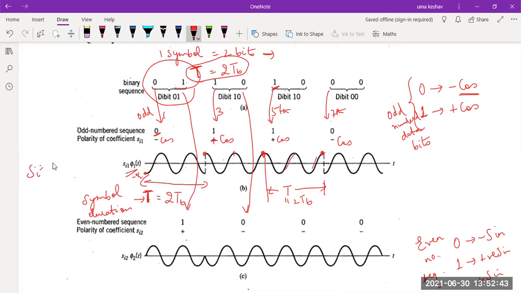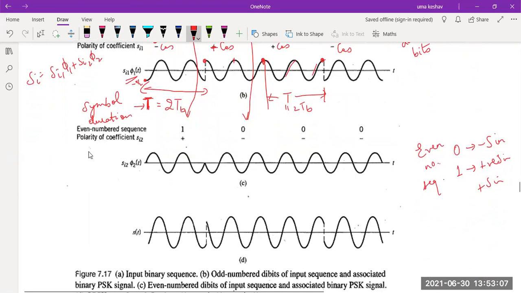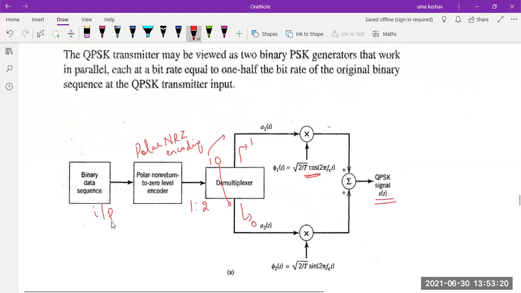Remember, SI can be written as SI1 phi1 plus SI2 phi2. It is split in terms of the first orthogonal sequence, which is a cosine, and the second orthogonal sequence, which is a sine. And this coefficient SI1 is what we are writing here. Similarly, the even numbered bits have sine to represent the waveform. So they get multiplied with a sinusoid. As you can see, the even numbered bits which come here will get multiplied with a sinusoid.